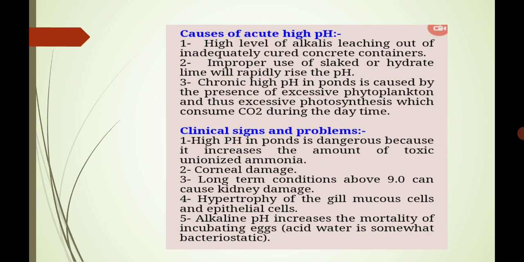High pH in ponds is dangerous because it increases the amount of toxic unionized ammonia, then corneal damage. Long term conditions above 9.0 can cause kidney damage, hypertrophy of the gill mucus cells and epithelial cells. Alkaline pH also increases the mortality of incubating eggs. Acid water is somewhat bacteriostatic.